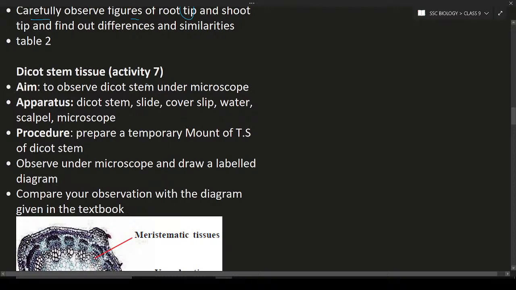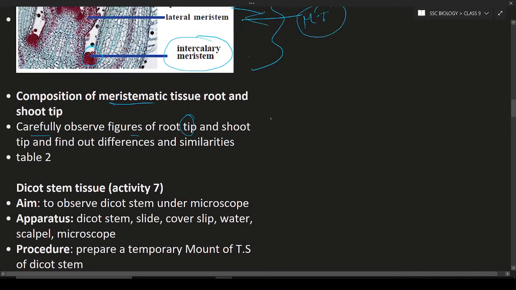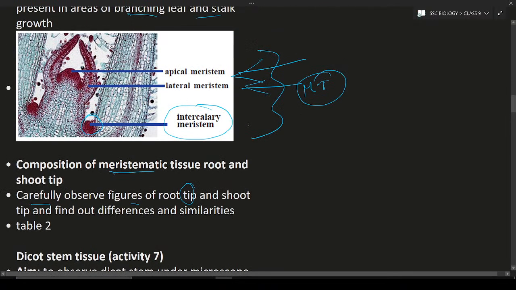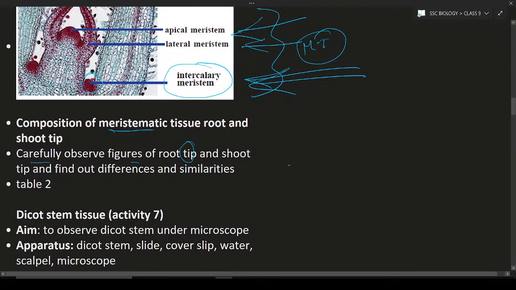Here in this diagram you can see there is a branch. So there is a branch over here. The intercalary meristem is present between the branches, so that is known as branching. So this is about intercalary meristem. Next is composition of meristematic tissue that we have discussed just now.